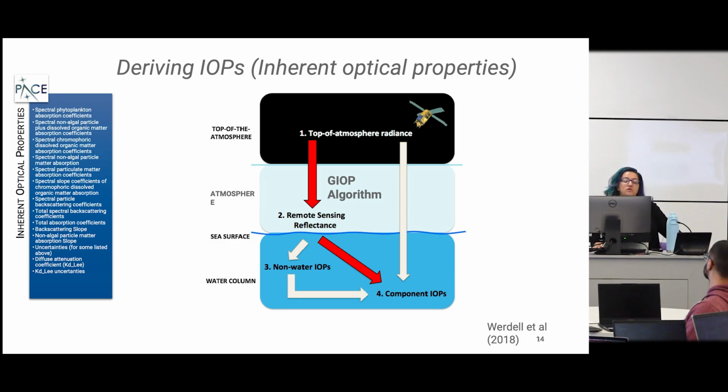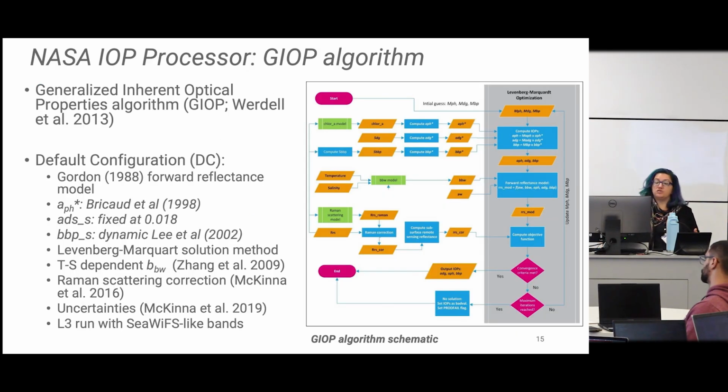But one thing that you want to know is that this GIOP algorithm is very modular. There's a default thing that you're going to get when you take your L2 or your L3. But you can also go and tinker with it and change certain assumptions. And these assumptions are really important to understand. For example, we make an assumption about basic spectra of the phytoplankton. And so if you want to use this to derive different types of phytoplankton absorption spectra, maybe it's not the best way to go because we make assumptions.